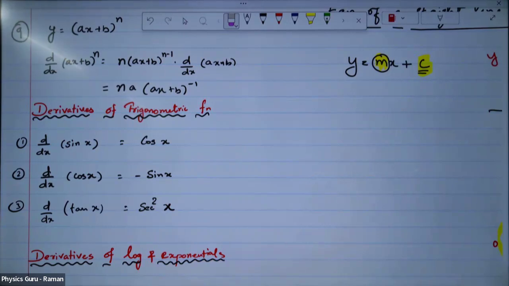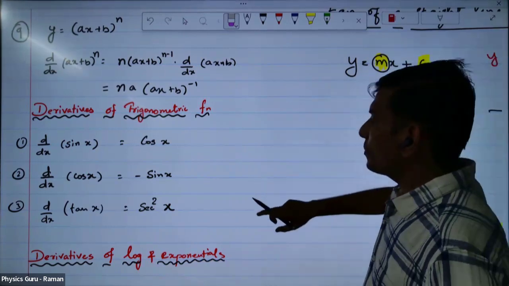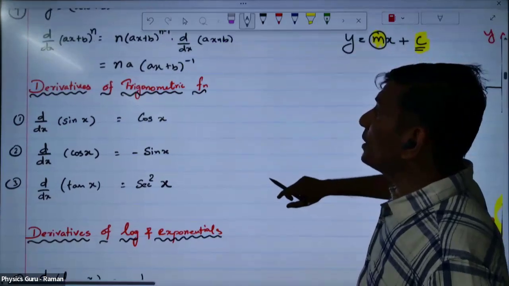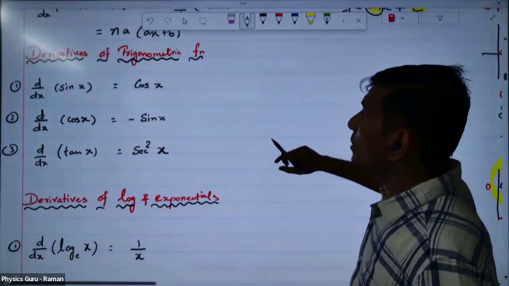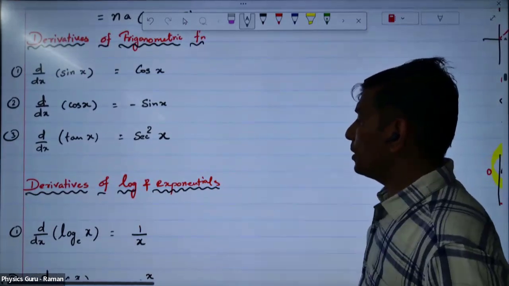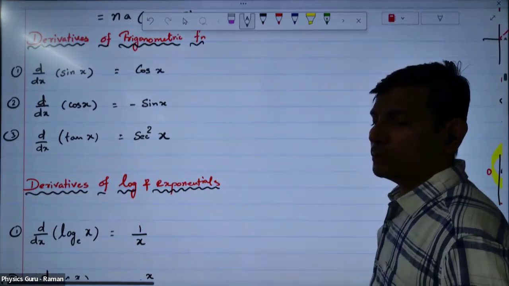Can you proceed? Take the derivatives of trigonometry and derivatives of logarithmic and exponential functions.